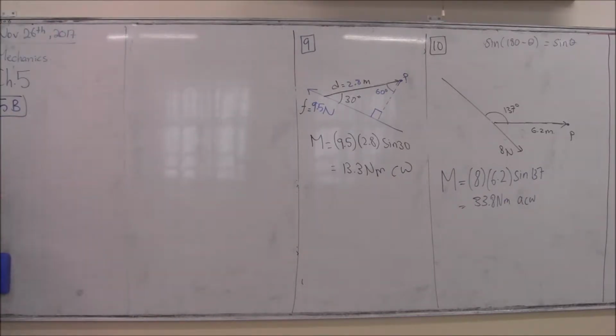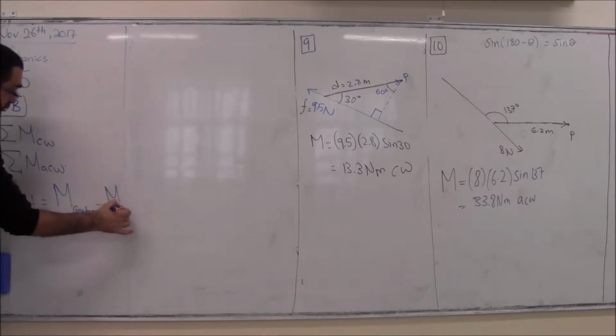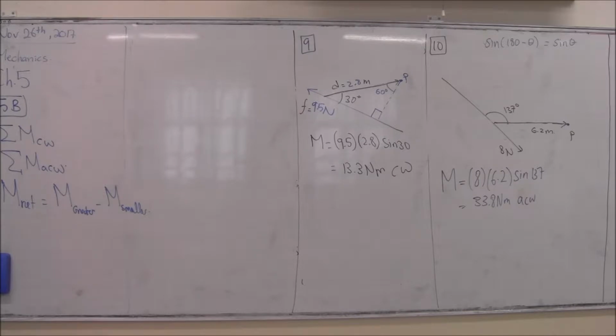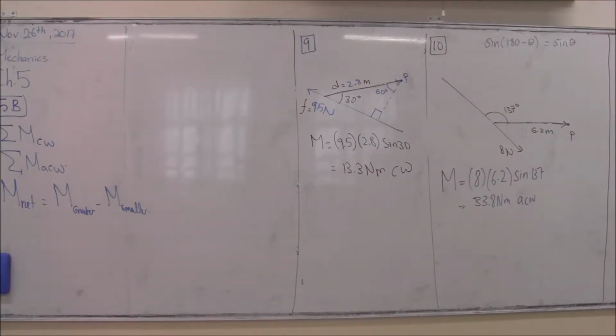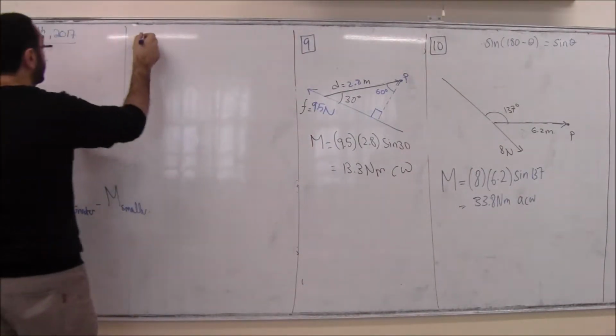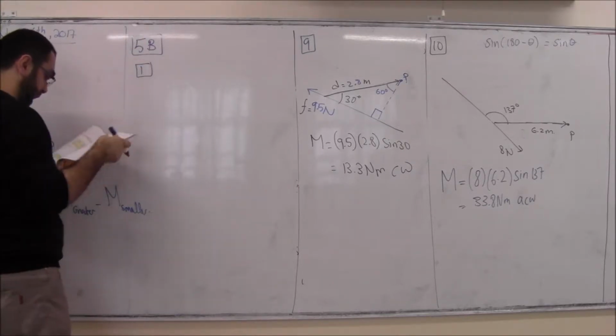In section 5.2, in exercise 5b, we will not have one force. We will have several forces. We have to calculate the moment of each force and determine if it's clockwise or anti-clockwise. Then how can I find the net moment? We find the sum of clockwise moments, then the sum of anti-clockwise moments, then subtract them: greater minus smaller, exactly like opposite forces. Clear? Look at exercise 5b. Let me do the first one for you. 5b, 1a.